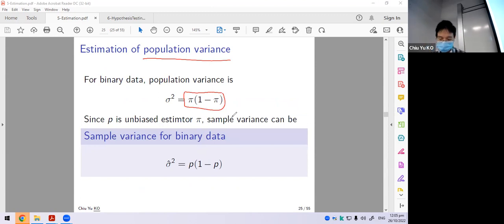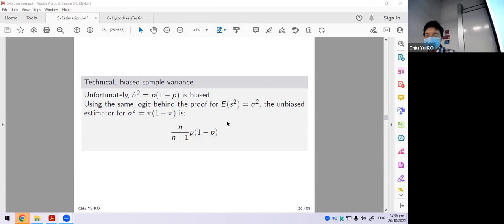The main reason is that although it's biased, this is still consistent, okay? What we're doing is just replacing this by p, right? And this is very natural to do, but you can easily prove, using the proof technique we've been using, that this turns out to be biased, okay? So you need to multiply by an adjustment factor, right? Which makes it unbiased.